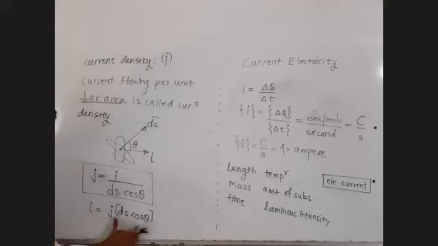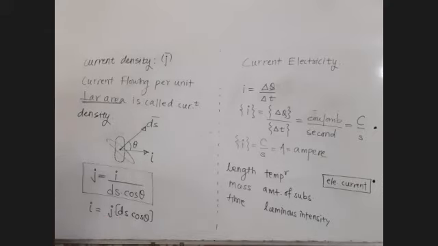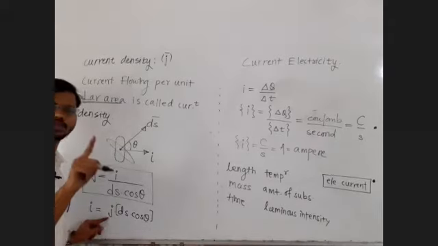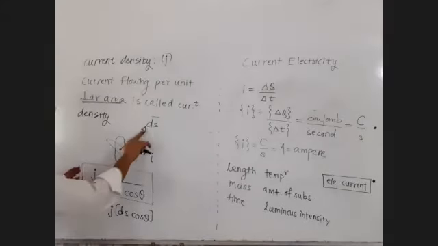Current per unit area into your area, perpendicular area. But sir, current density is a vector quantity, area can be taken as a vector quantity: magnitude of first vector, magnitude of second vector, cos of angle between them. Now you will say, sir, what is the direction of the current density? Current density is always in the direction of current, not in the direction of area.